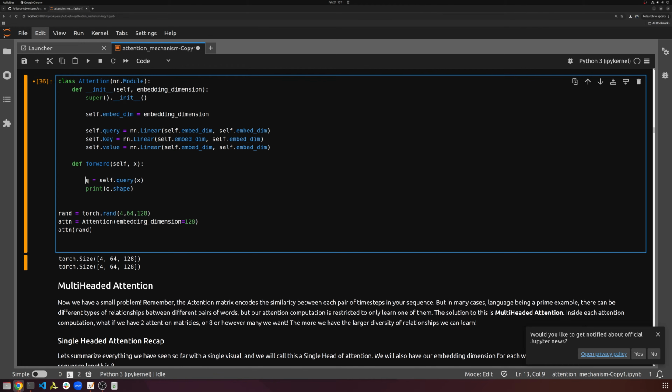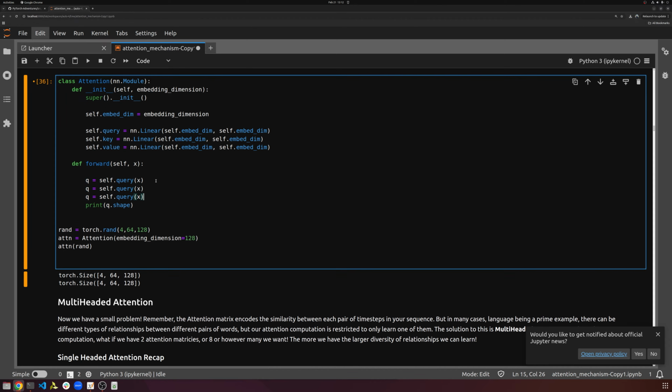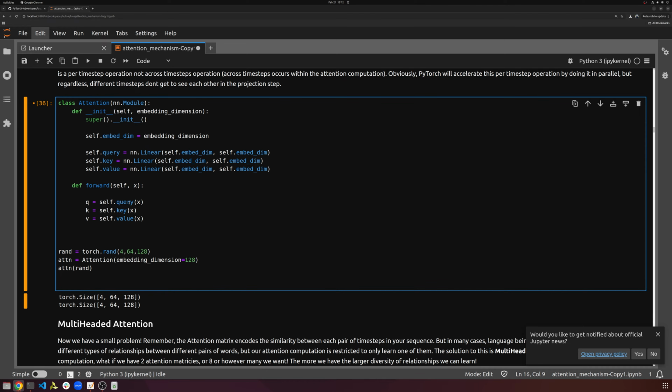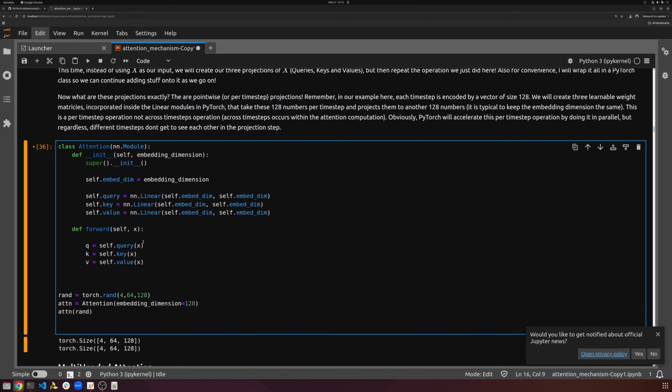So we have our query, but then we're going to also produce our keys and values. So k, v, and then this is going to be self.key, self.value. So we're providing the same input x, just 3 separate projections. And this is allowing us to have learnable parameters. Like we're doing dot product similarity, right? In this case, before we were doing it between the x and itself, now we're doing it between query and key.